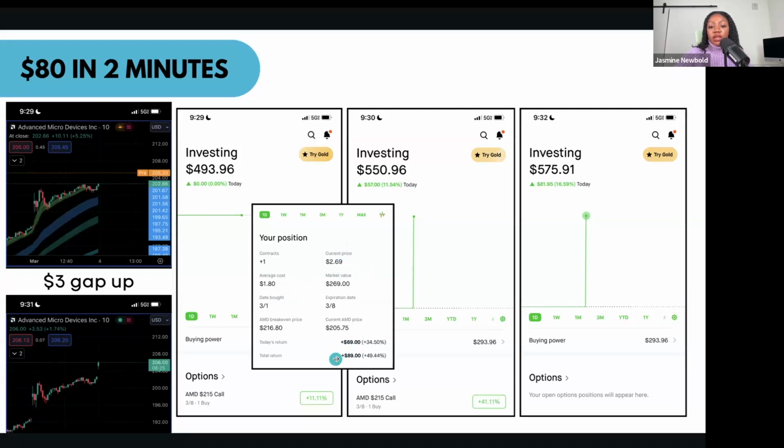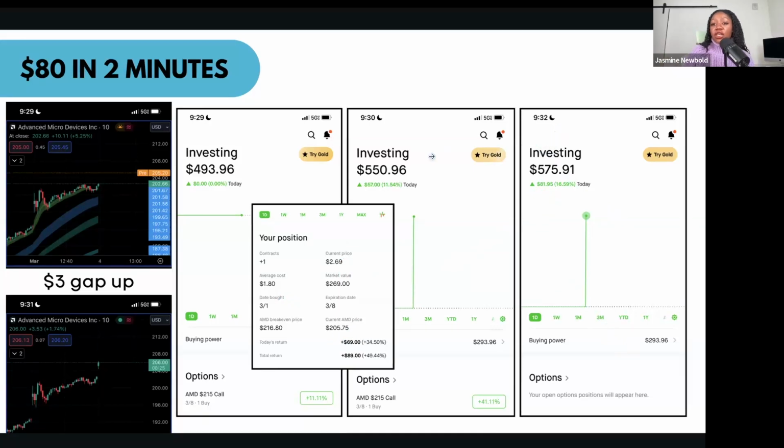By the time I sold it to the market, I lost about $7 or $8 on it plus their fee. And then my whole account was up $81.95. Still had $293 of buying power for me to use on another trade if I want to. But I closed that out within the first 2 minutes of the market.